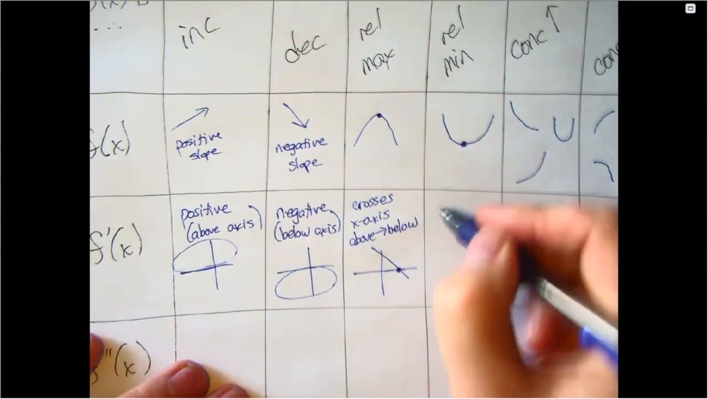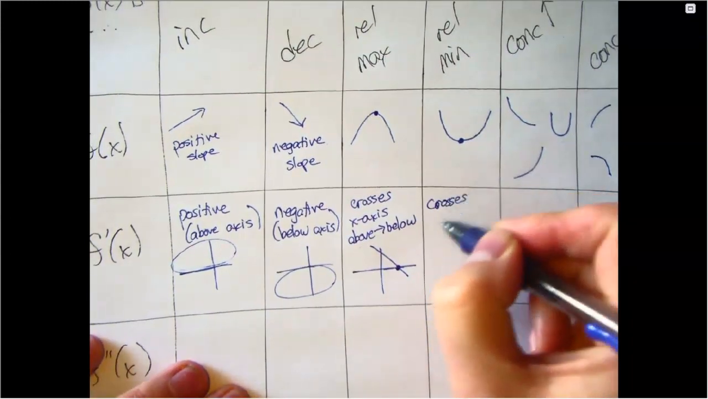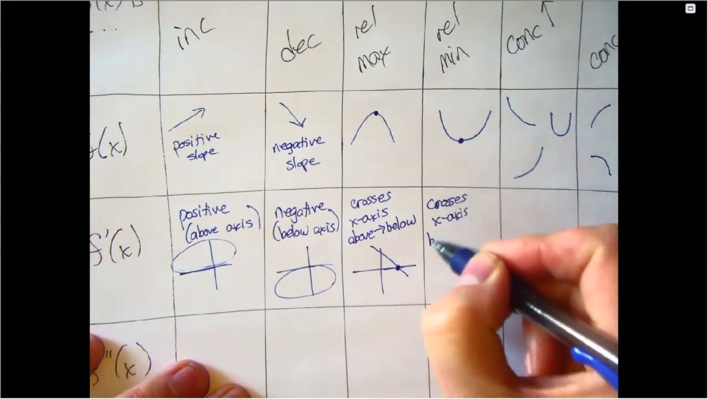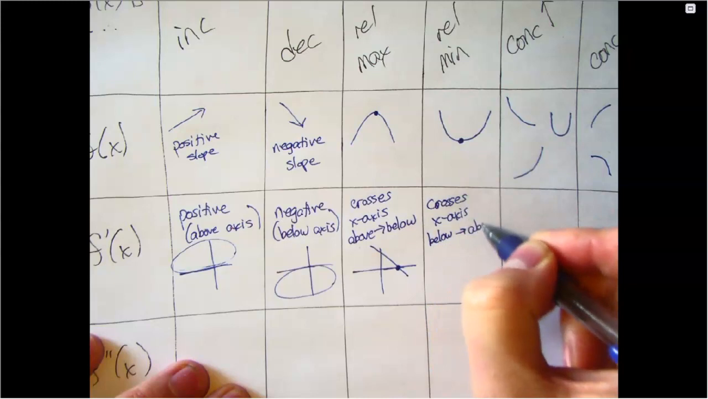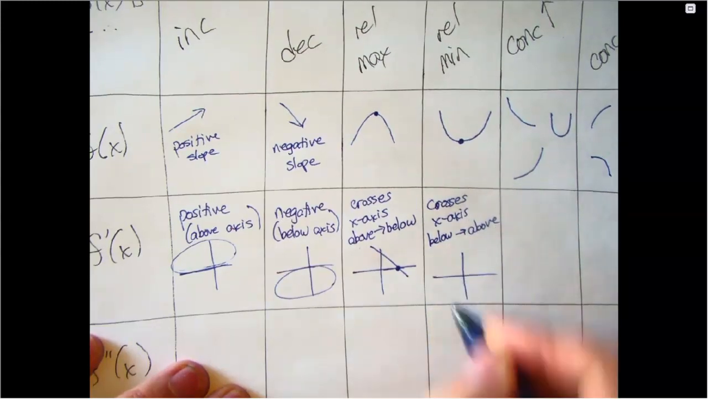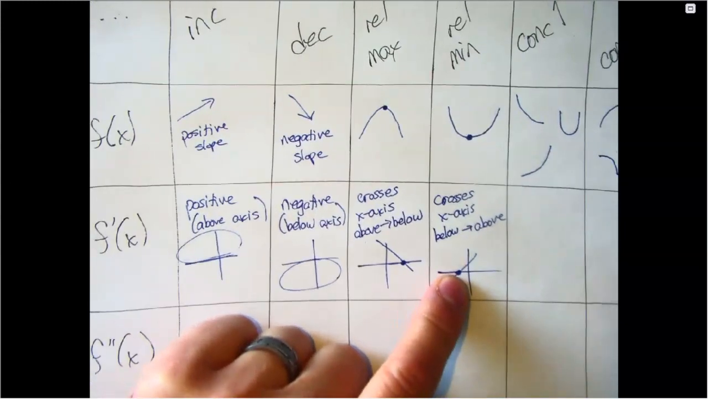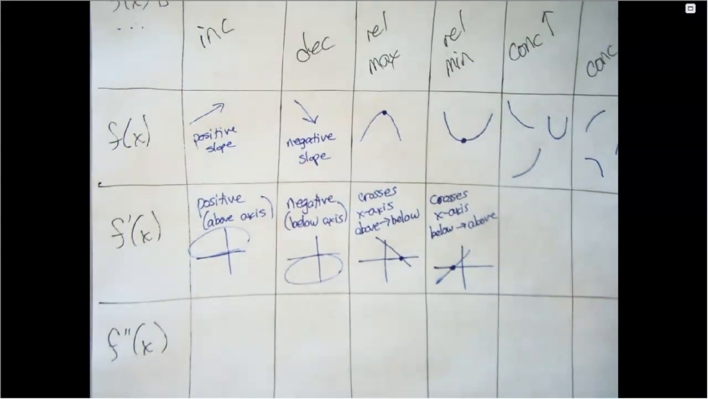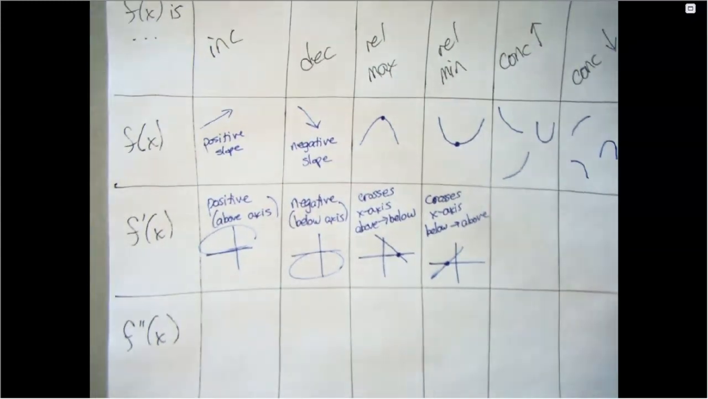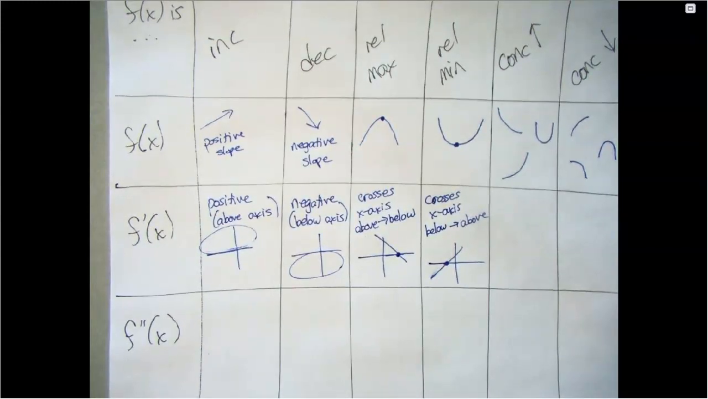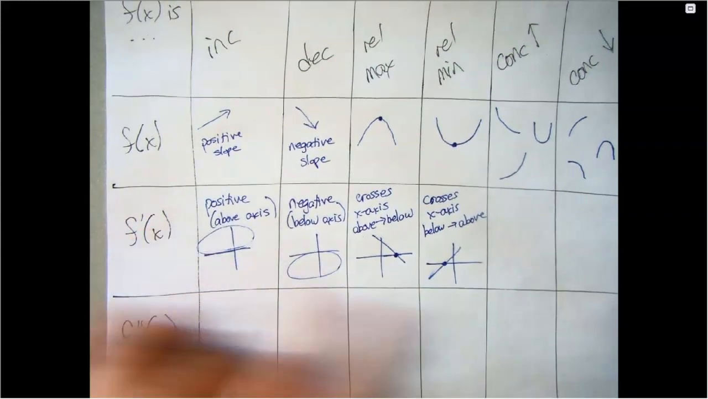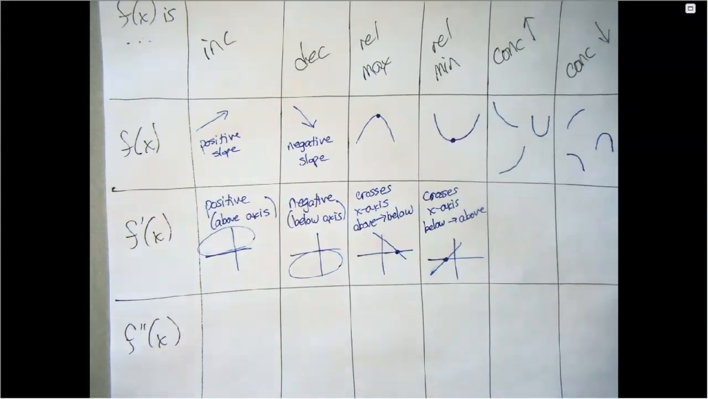So relative min is the opposite. We cross the x-axis from below to above. So there's my little example: at that spot on f prime, there would be a relative min on f of x. Questions yet? Is it making sense, what I'm trying to go through here? Concave up. If I'm looking at the derivative graph, and I want to know about the concavity of the original graph, what am I looking for there?